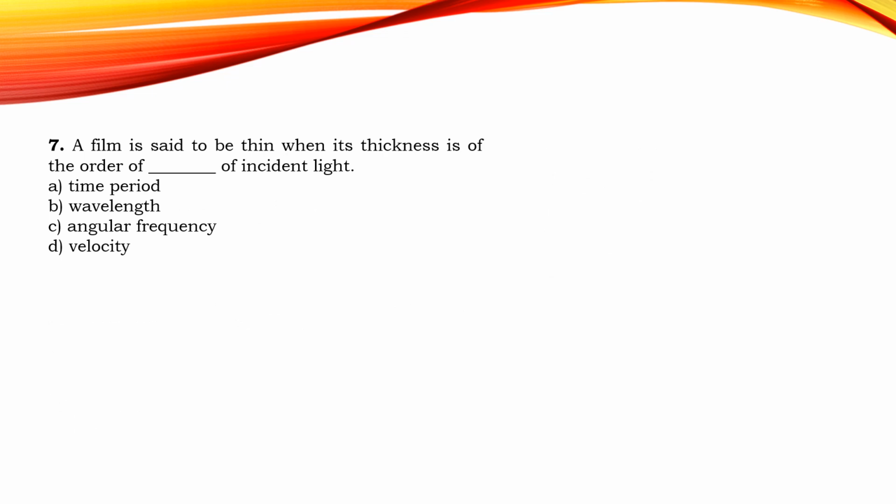Next is a film is said to be thin when its thickness is of the order of dash of incidence light. And the options are time period, wavelength, frequency, velocity. And the right answer is option B, wavelength.